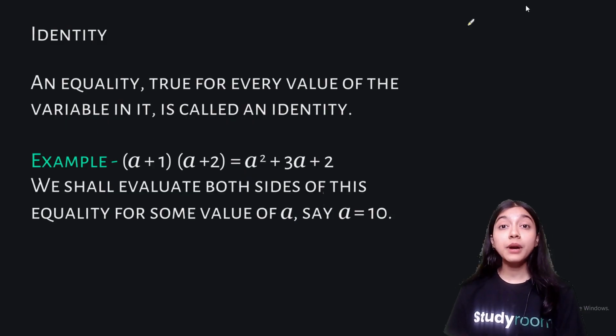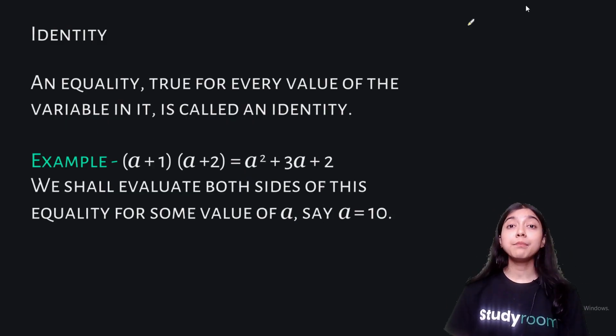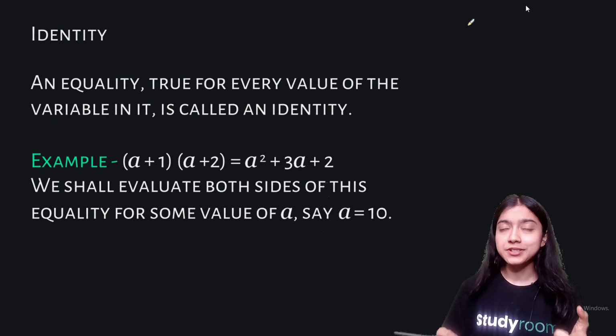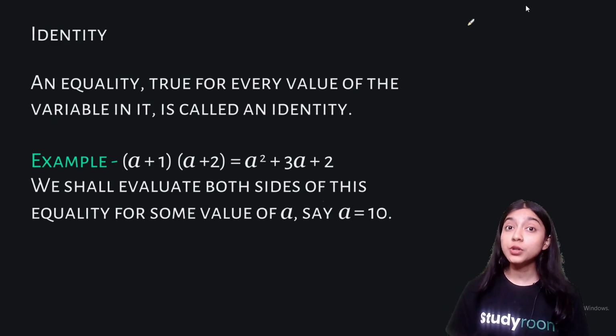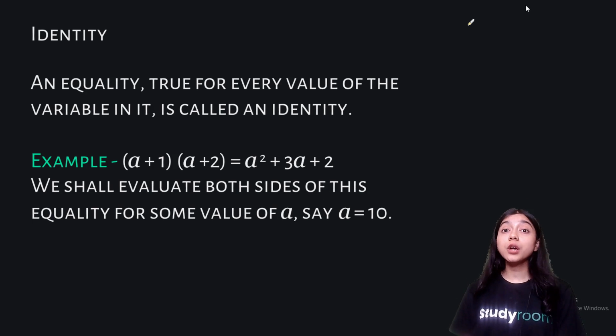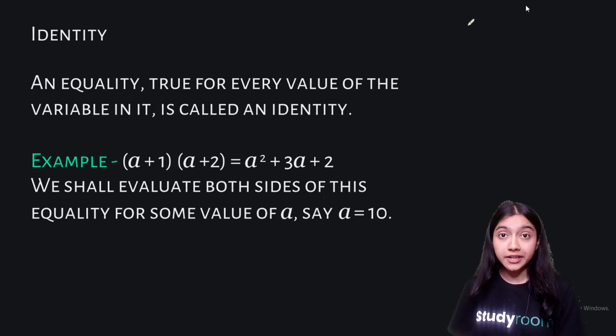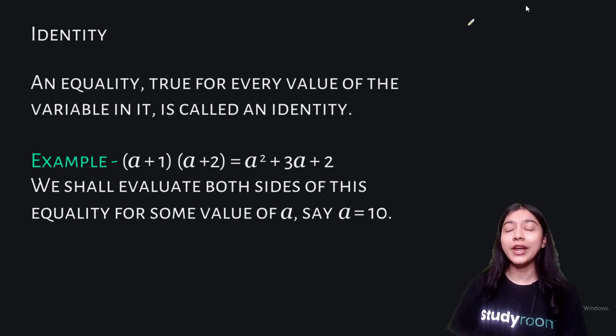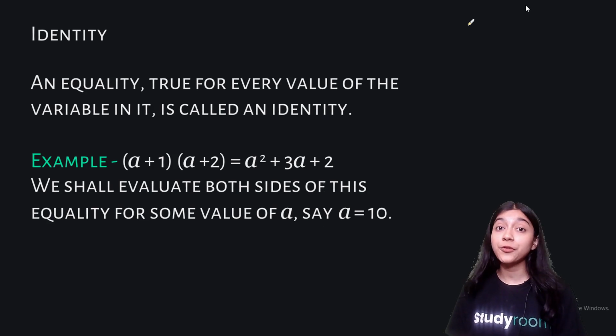Now let's talk about identity. What if I say my t-shirt looks identical to yours? This means that both of them look the same. Similarly, when we talk about identity in expression, this means that it is an equality which is true for each and every value of the variable. Wait, let me explain it to you with the help of an example.